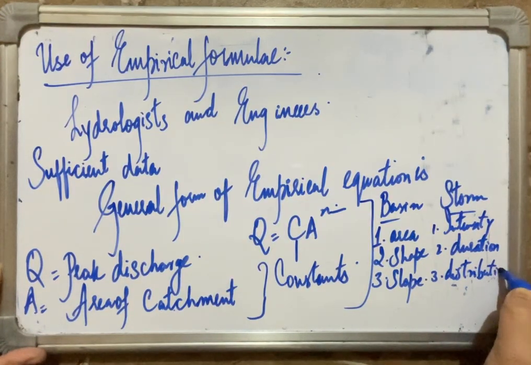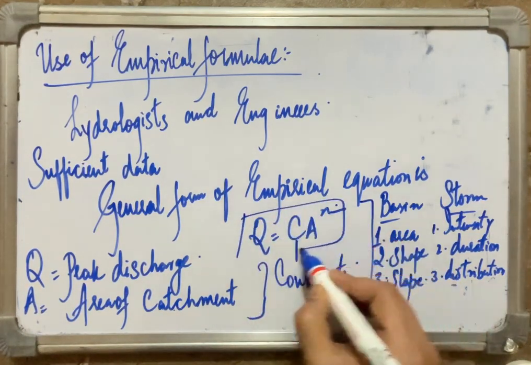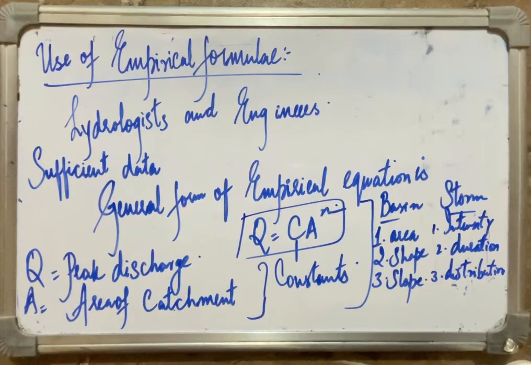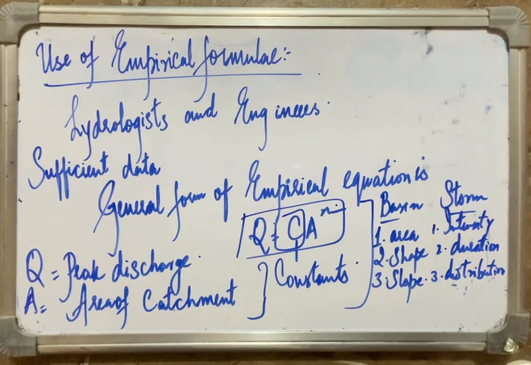All right. So this is the general form of the equation of the empirical formulae from which we can calculate the peak discharge of that particular area. The general expression is Q = CA^N, where Q is the peak discharge, A is the area of the catchment, and C and N are constants which absorb the storm and catchment characteristics.